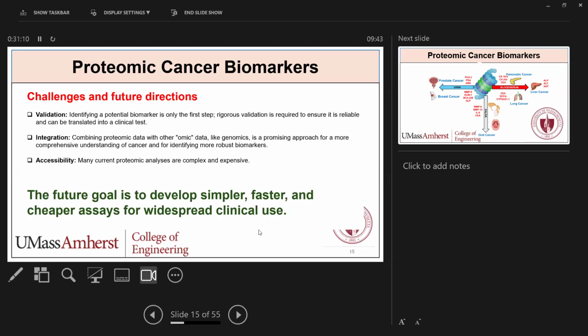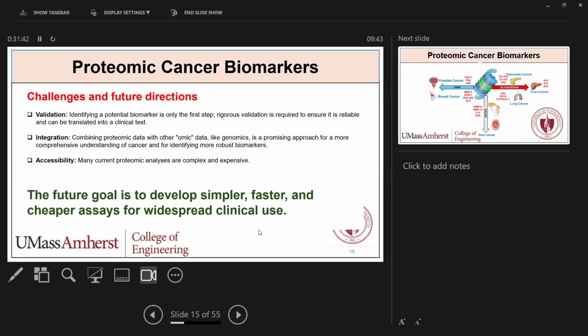So even though I boast a lot about these protein biomarkers, they have their own limitations and challenges. Identifying a potential biomarker is the first step, and then rigorous validation to ensure it is a reliable biomarker. Again, we cannot take risks with a patient's life, right? So we have to be very sure when selecting that biomarker. We need to validate that yes, this biomarker is responsible for so and so cancer.